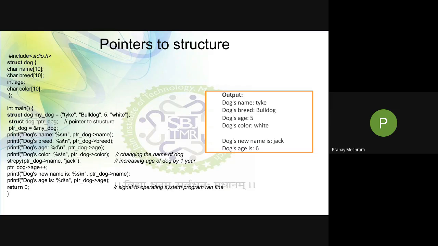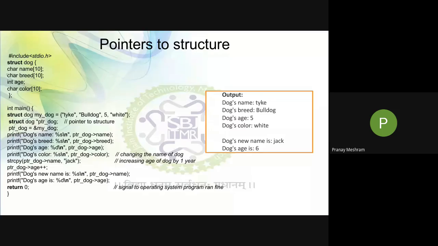Now suppose you want to create a structure, like here we have created a dog structure. We are storing four elements inside the structure. The first element is name, the second element is breed, the third element is age, and the fourth element is color. Here name is a character array, a string, breed is also a string, color is also a string, and age is of type integer.